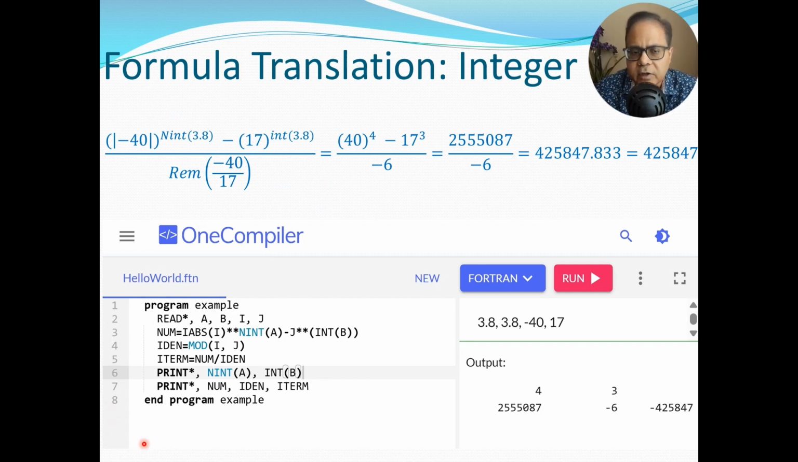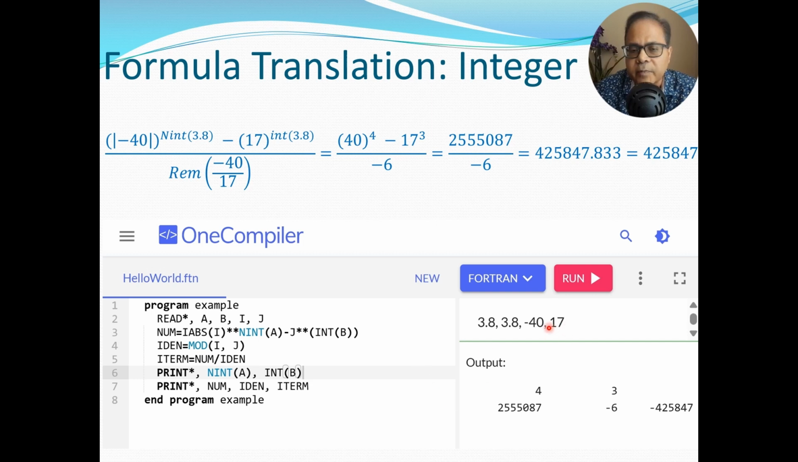Let's now put this in the compiler, and once I put it in the compiler, I give it some values. I give a, b, i, and j as 3.8, 3.8, minus 40, and 17. And I have printed some of these values out to show you how these different functions work. So for example, what nint a does, it will take 3.8 and give the value 4. So this is essentially the nearest int value. And what int b does is that it takes 3.8 and truncates it to 3. So essentially these two have different sorts of actions here.